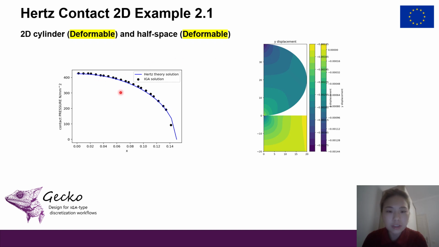Here we can see the contact pressure from the simplified right half model. It matched the analytical Hertz solution very well, and here shows the displacement in the y direction along the applied load. It's also captured accurately.